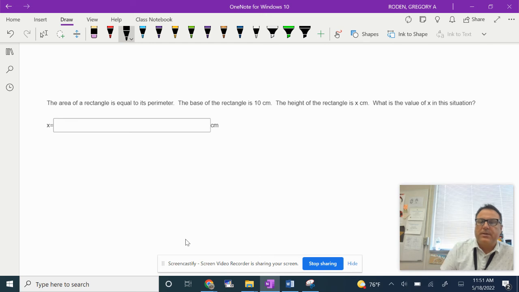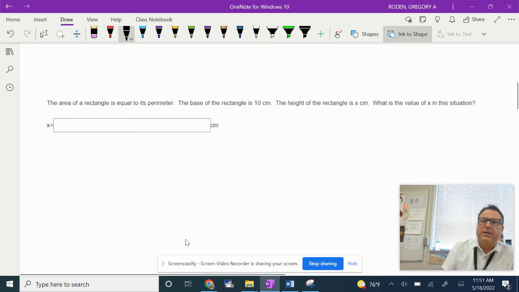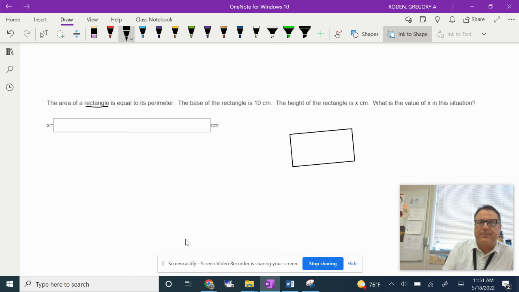Now, the first thing to always do is draw a picture. That's the first thing you always want to do. It's saying a rectangle, so we're going to draw a rectangle. Let me draw a rectangle. And I'm sure we all know what rectangles look like, right? Now, we know on a rectangle, you could say this is your base and this is your height.